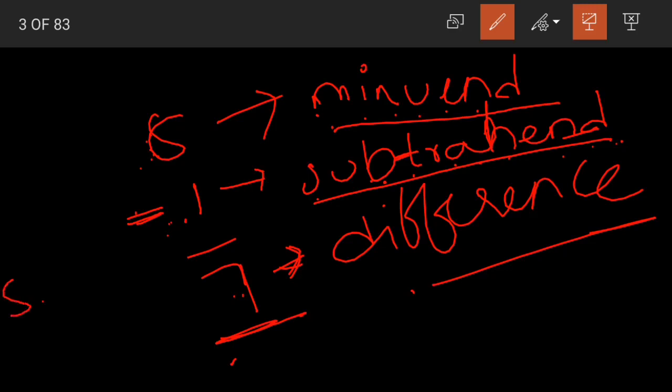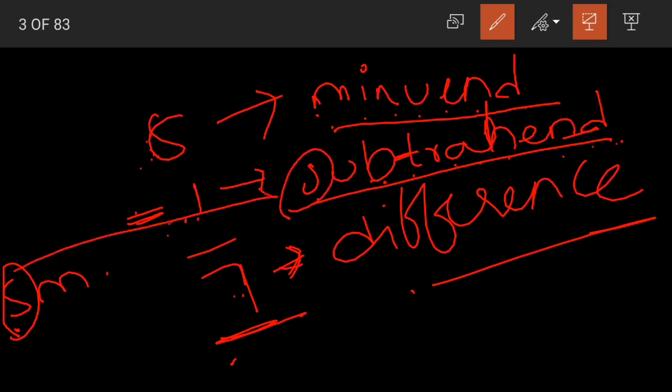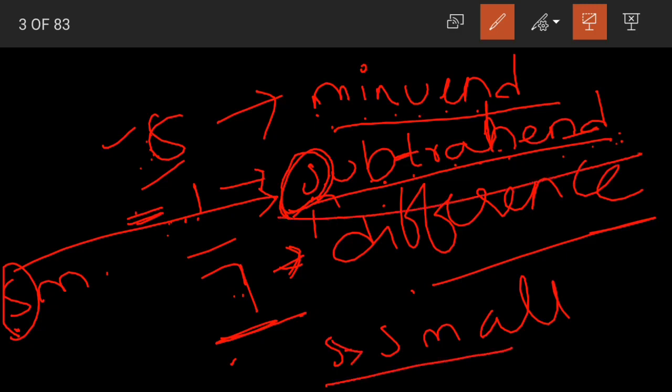Clear? Now this is the smaller number, right? So small starts from the letter S. So the smaller number is also called as S for subtrahend. In case you get confused between which is called as minuend and which is called as subtrahend. See, the word subtrahend starts from the letter S. S for what? S for small. So the smaller number is called as the subtrahend and the larger number is called as the minuend. And what is the answer called? The answer is called as the difference.